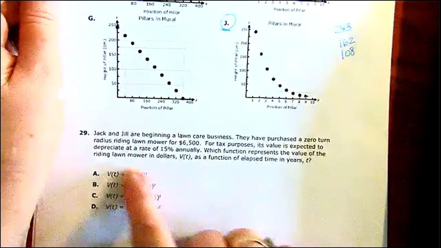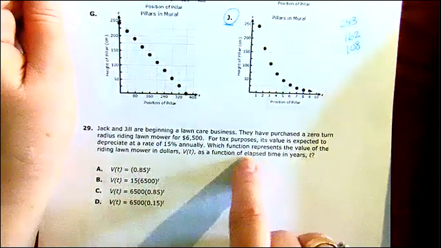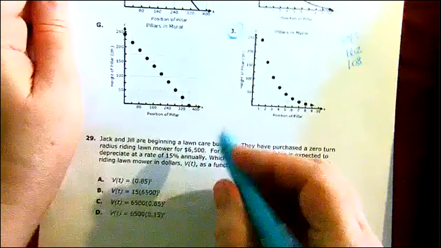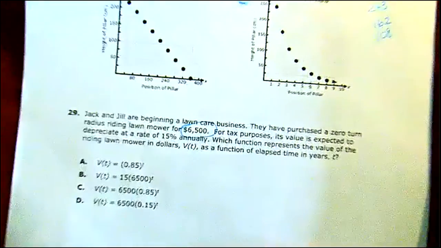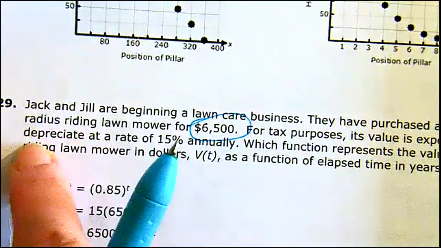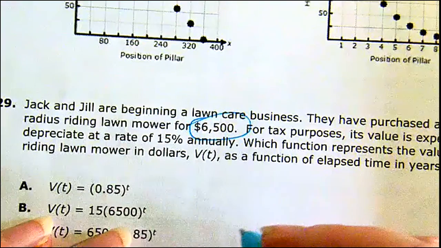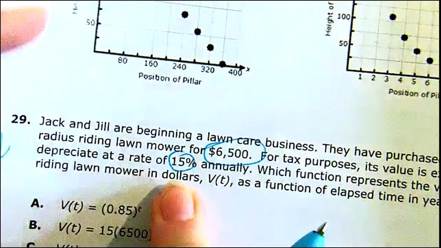We're ready to do the last one on this one real quick. Okay, we've got a lawn care business and they've purchased a lawnmower for $6,500. Make this one bigger. It's expected to depreciate. What does depreciate mean? It's the opposite of appreciate. So is the value going to go up or down? Down. And it's going to go down at a rate of 15%.